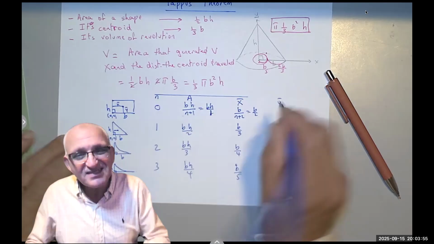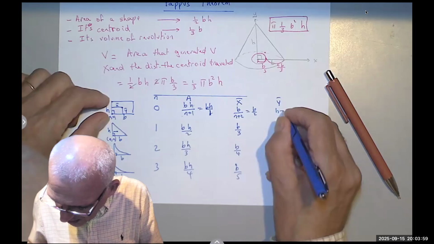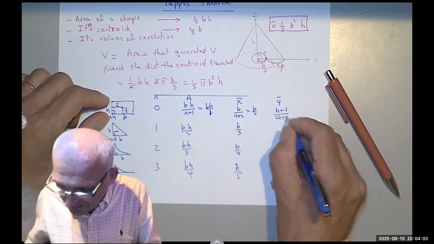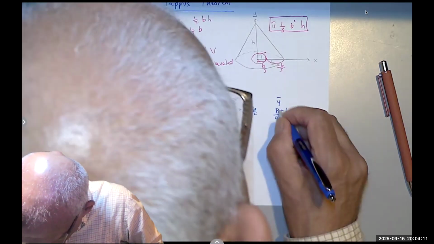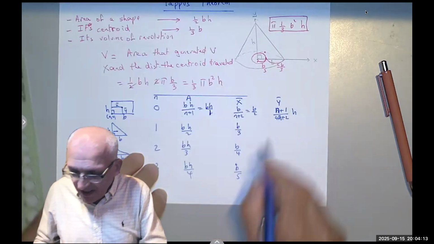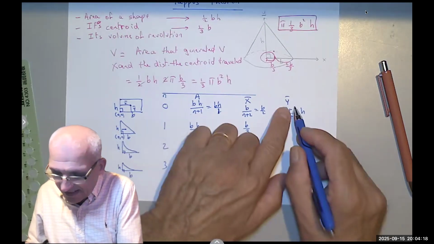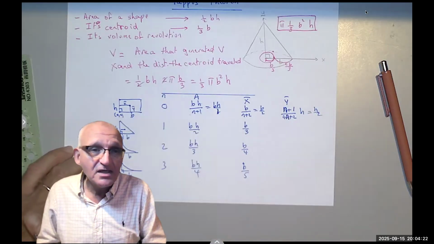The y bar, it's a little tricky. It's h times (n plus 1) over (4n plus 2). I'm sorry, what am I saying? This is n, not h. Why did I say h? n plus 1 over 4n plus 2, times h. So if n is 0, you get 1/2 h, h over 2. Of course, it's the centroid of a rectangle.